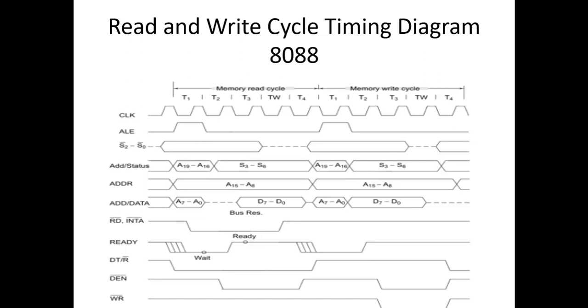Then the actual data transfer takes place during T3 and T4. The data lines are valid in T3 and T4, and the status lines are valid over the multiplexed address or status bus for the T2, T3 and T4 clock cycles. The multiplexed bus is again tri-stated, ready for the next bus cycle after T4. In the case of the write cycle, the timing diagram is similar to the read cycle except for the validity of data. In the write cycle, the data is valid on the bus for T2, T3, TW and T4. At the end of T4, the bus is tri-stated. Other signals like RD bar, INTA bar, READY, DT or R bar, DEN bar, and WR bar are similar to 8086 timing. Thank you.